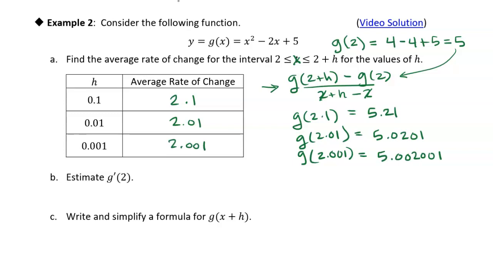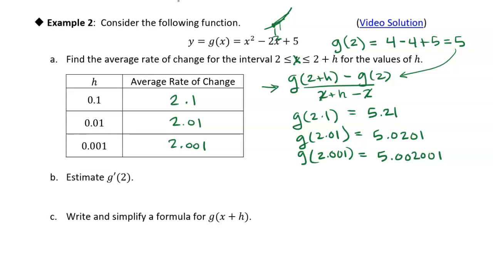All right, so now I have the average rates of change over those smaller and smaller intervals. So essentially what I'm doing is I have this curve, right? Looks something like that, and let's say this is 2, right? And then I'm finding slopes as the difference between the x values, which is h, is getting smaller and smaller.